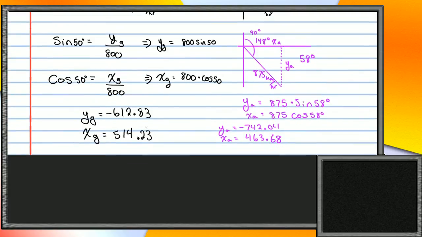So I need a quick little thing. X ground speed. Negative 742. Okay. So I'm going to hide this page while I make a new one.